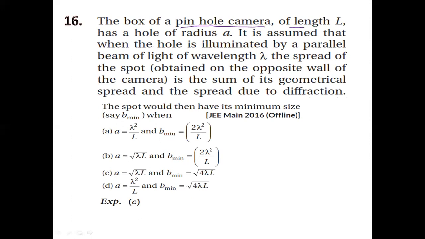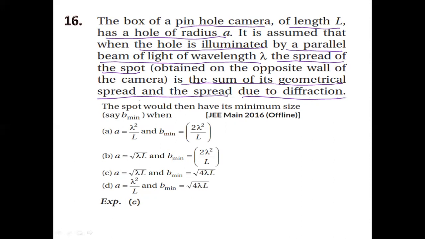The box of a pinhole camera of length L has a hole of radius A. It is assumed that when the hole is illuminated by a parallel beam of light of wavelength lambda, the spread of the spot is the sum of its geometrical spread and the spread due to diffraction. The spot would then have its minimum size. We need to find this radius as well as the size of the spot.